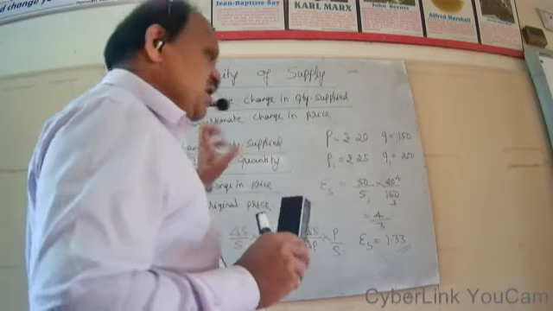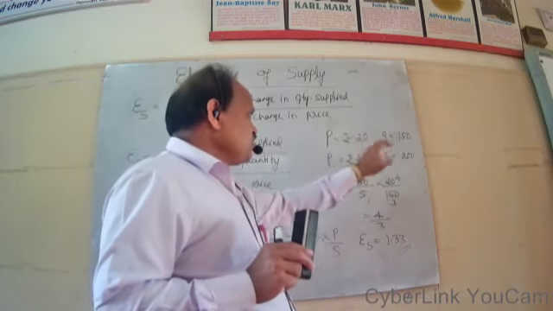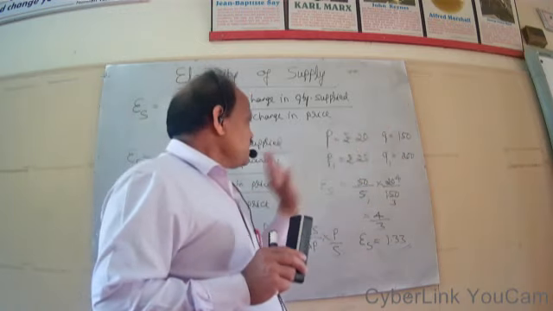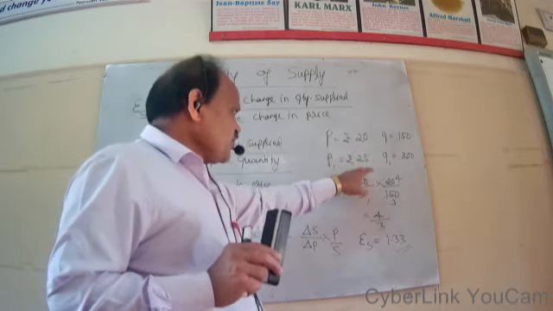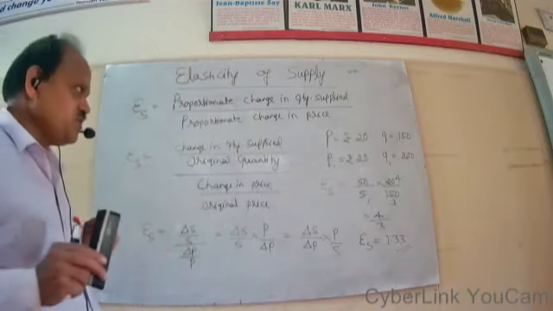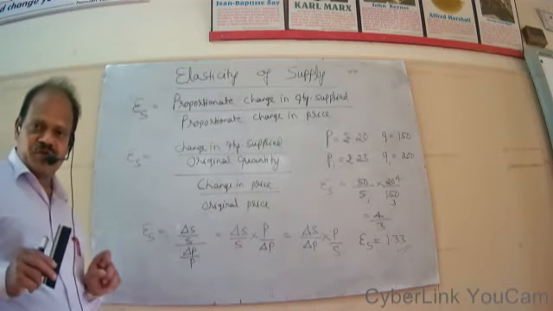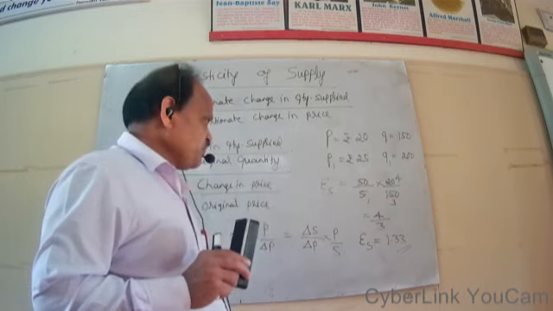Now let us have an example. When price was equal to rupees 20, the quantity supplied was 150 units. When price increases to rupees 25, the quantity supplied extends to 200 units. Suppose this is the data given. How can you measure the price elasticity of supply?